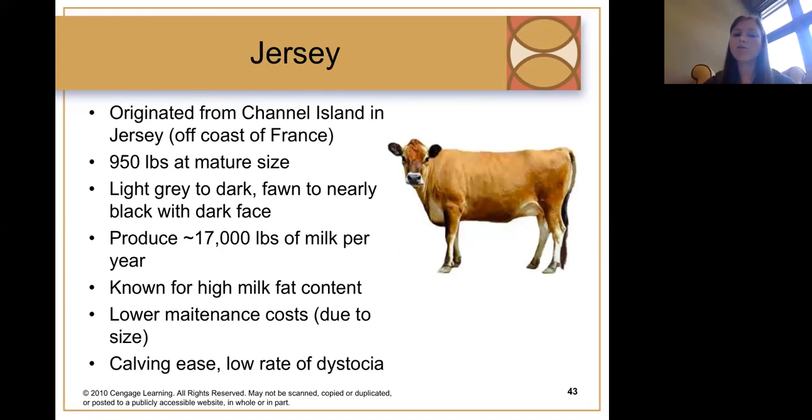And they're actually known for having a high milk fat content. So their milk would have a lot more fat than some other breeds, especially Holstein. They actually have lower maintenance costs, and that's primarily due to their size. And then also due to their size, they have calving ease, so they have a lower rate of calving difficulty.